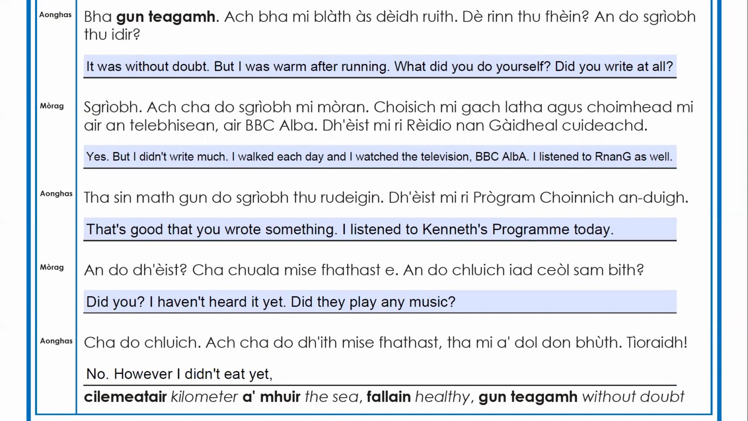Hami adol don vu. I am going to the shop. Adol don vu. Cheerio.